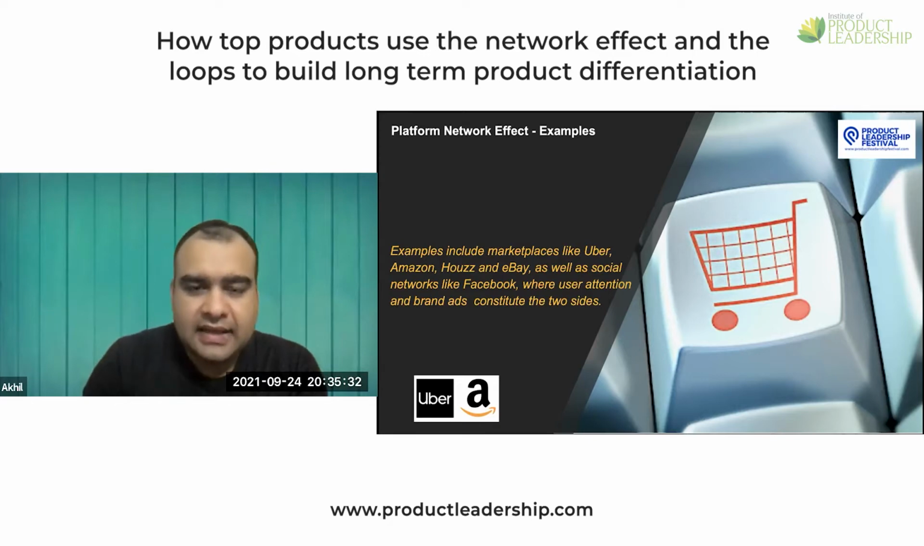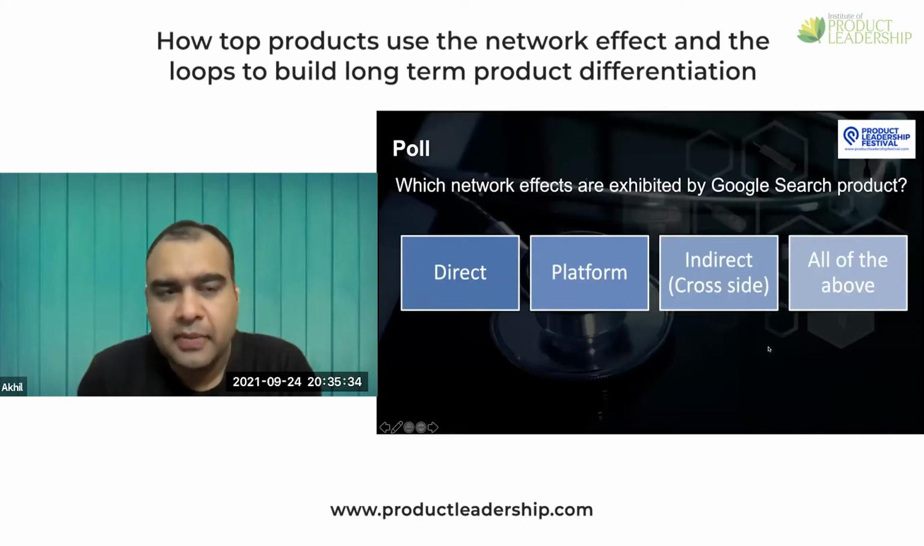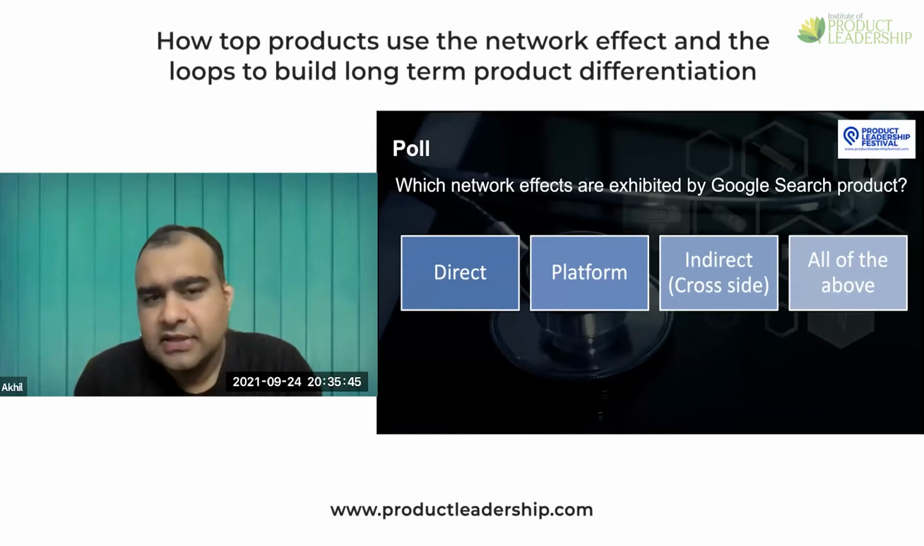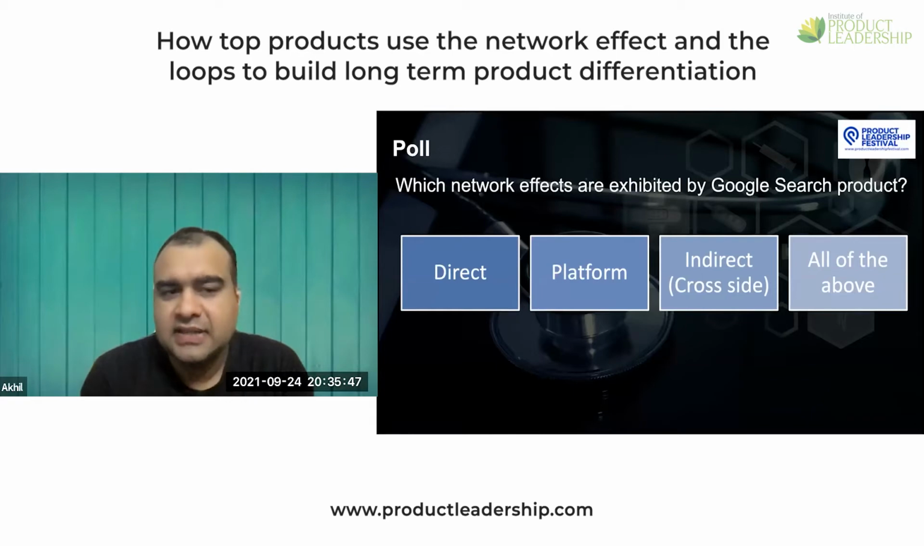So yeah, again, I think we are heading into a poll from here. Let's try and understand again which network effects are exhibited by Google search as a product. So it's a slightly more complicated one, but let's see how many are able to really answer this one. And the answer would be again all of the above: direct kind of network effects, platform kind of network effects, or indirect kind of network effects as well. So let's see how people answer this one.